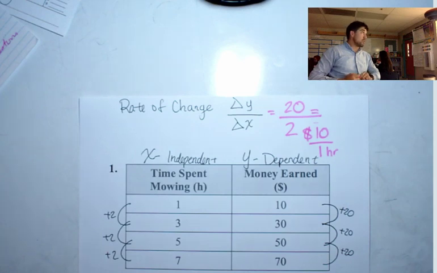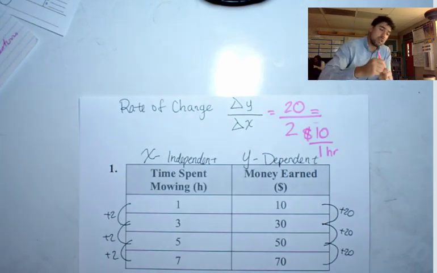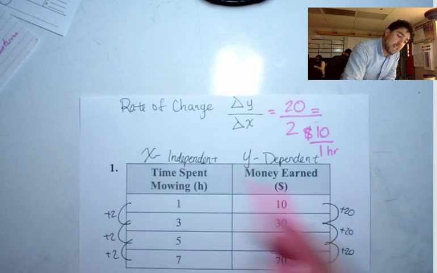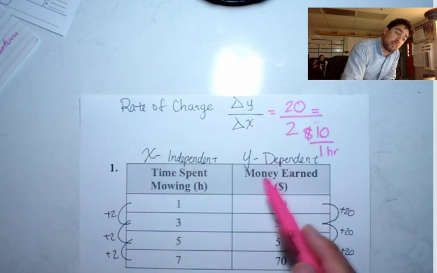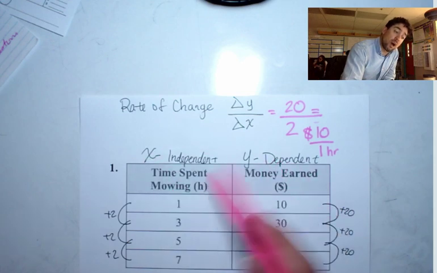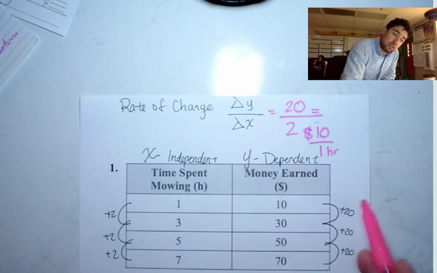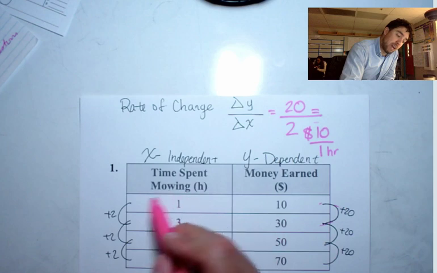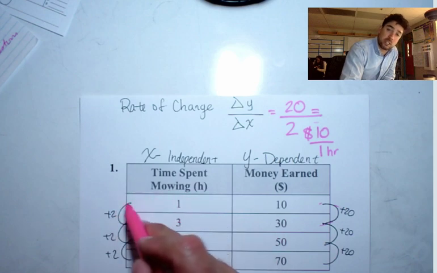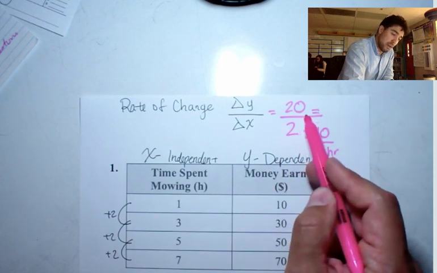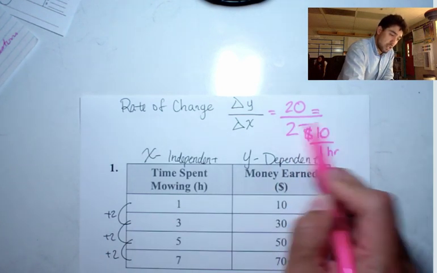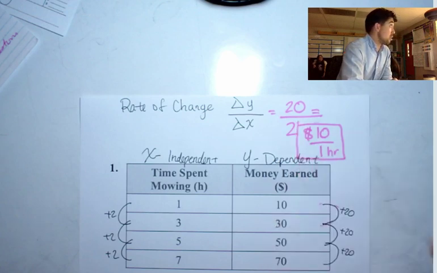So let's rewind to see what we did. We determined that time spent mowing was our independent value, our X, and we determined that our money earned was dependent on the time, so this was the Y. We figured out how much the Y was changing by. It was increasing by 20. We figured out how much the time spent mowing was increasing by. It was increasing by 2. We put them into a ratio, we simplified the ratio, and we determined that we were making $10 an hour mowing lawns.